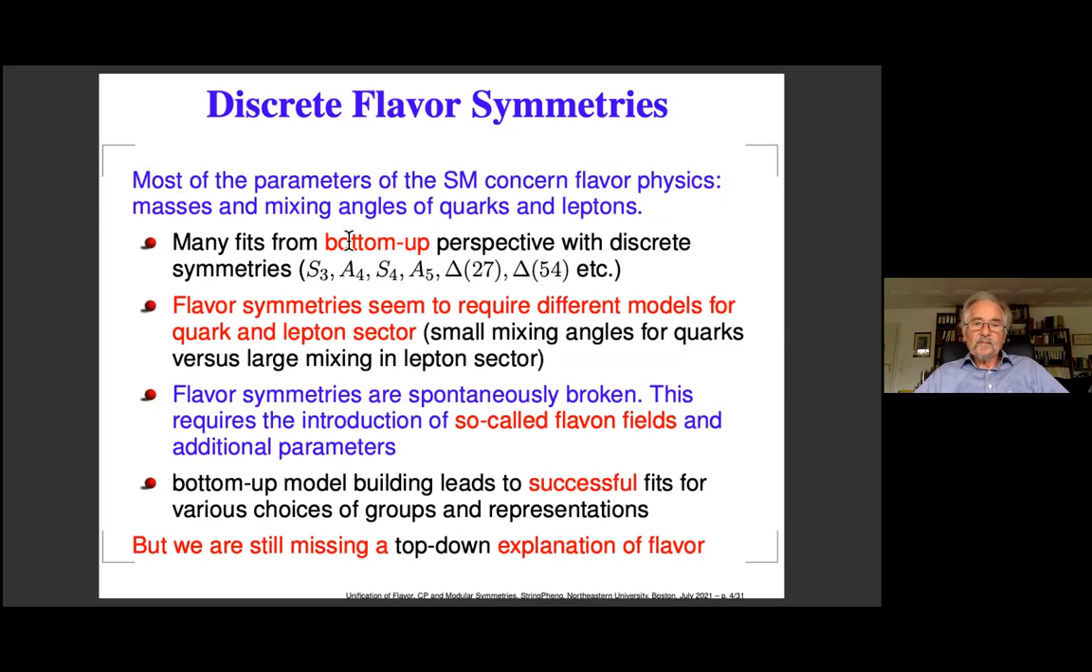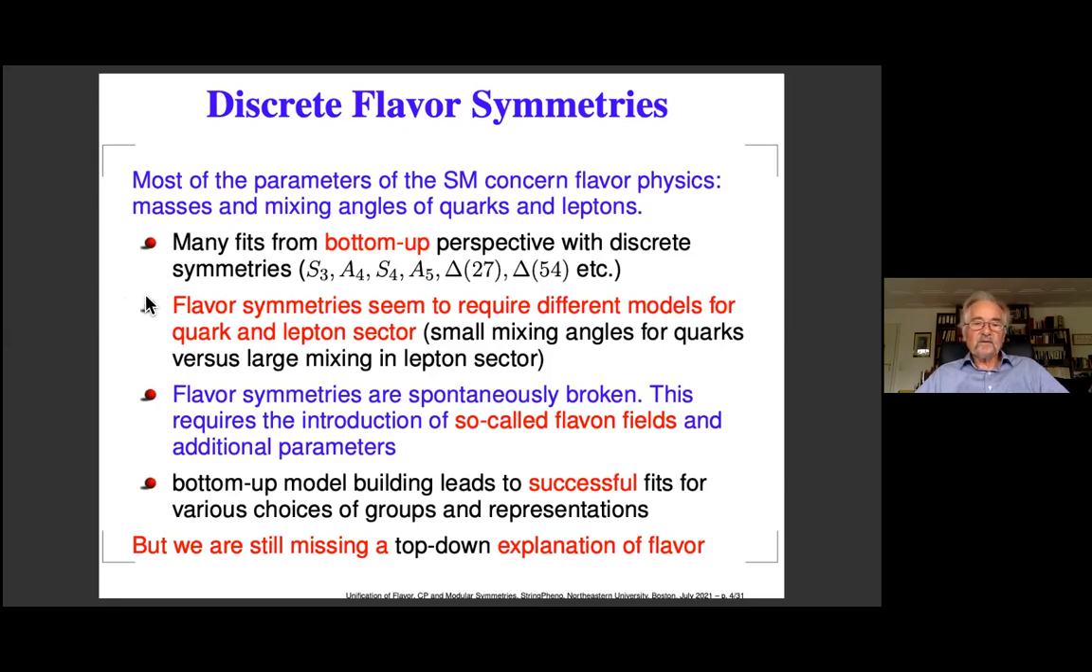So most of the parameters of the standard model of particle physics contain flavor. So these are the masses and mixing angles of quarks and leptons. And there's no real theory for that. There are many fits from a bottom-up perspective with discrete symmetries. So here are some of the groups which have been chosen, like S3, S4, A5, Δ(27), Δ(54), etc. And they seem to be quite successful.